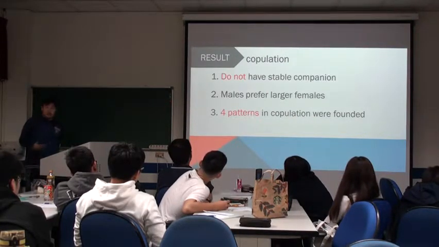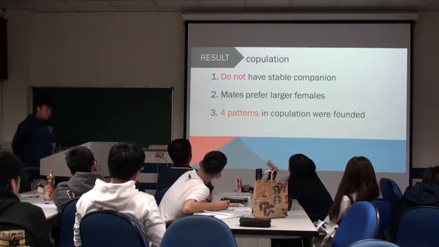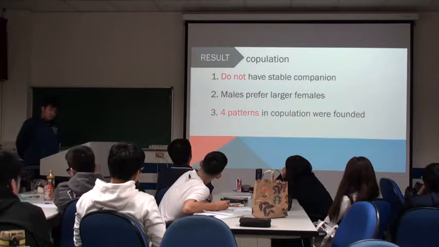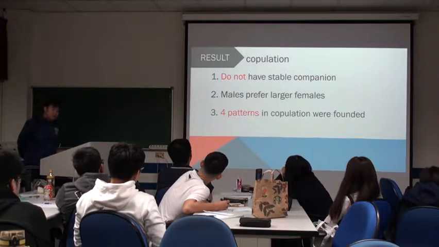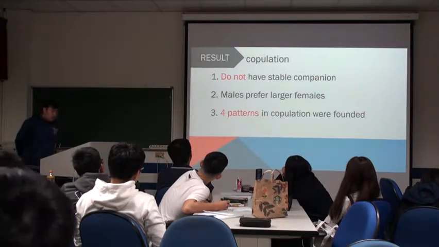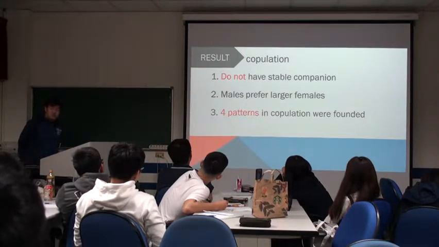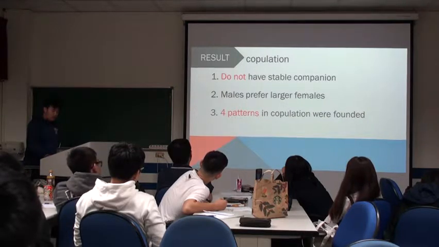And we get the results. This is the result calculation. There are 3 common points in these 2 species. First, they do not have a stable companion. Second, males prefer larger females when mating. Third, 4 patterns in copulation were found, and we will talk about these 4 patterns.